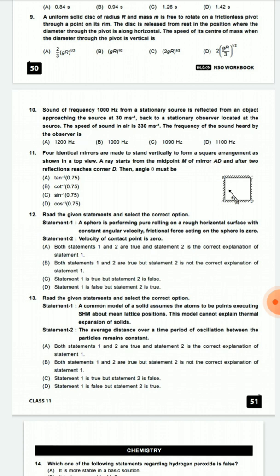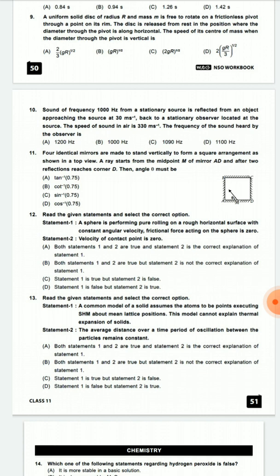Sound of frequency 1000 Hz from a stationary source is reflected from an object approaching the source at 30 meters per second. So back to the stationary observer located at the source. The speed of sound in air is 330 meters per second. The frequency of the sound heard by the observer is?